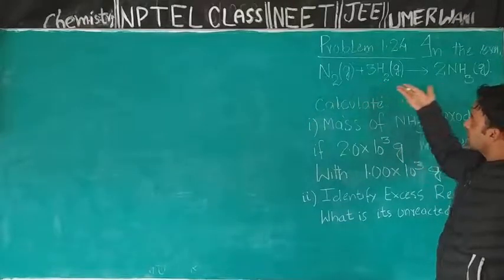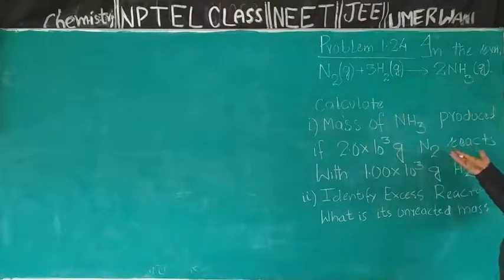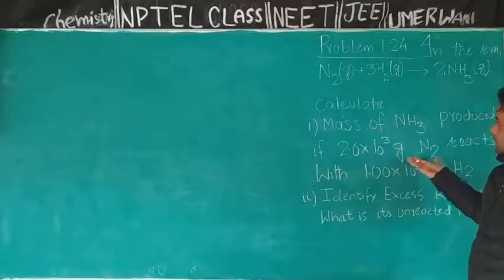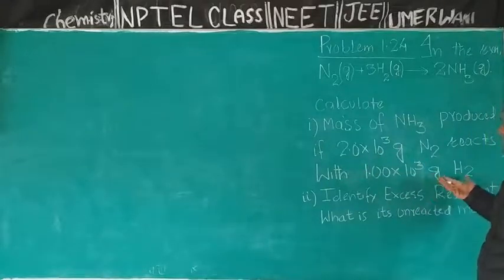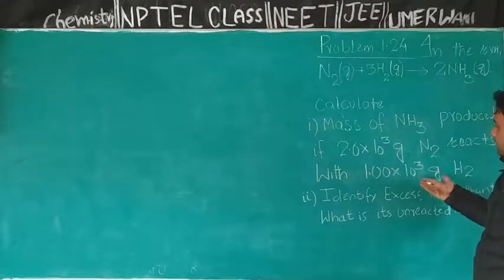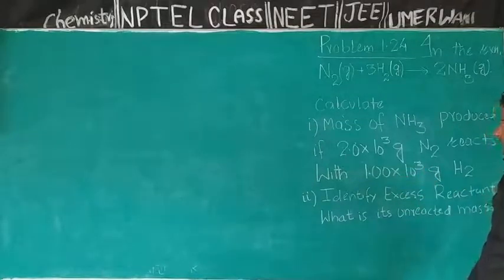To start a reaction, available mass of dinitrogen that we take is 2 into 10 raised power 3 grams, and available mass of dihydrogen with which we start this reaction is 10 raised power 3 grams.